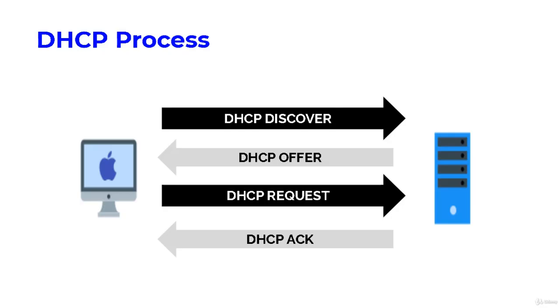First, I will tell you the explanation of the picture that you can see on the screen. The client sends a DHCP discover request to the server. Server replies back with DHCP offer. Then client sends DHCP request, and finally server replies back with DHCP acknowledgement. This is how it works. But I'm sure that you won't be able to get a clear idea of the DHCP process.